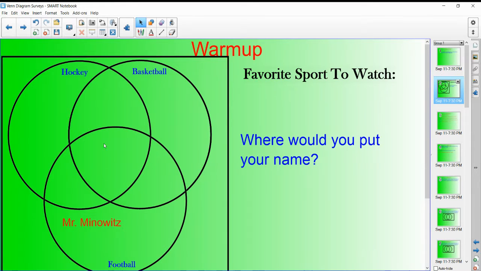Now, there are people that probably put their name in the middle, which means they like hockey and basketball and football as their favorite. There's people that would maybe have two favorites. Or maybe you don't like any of these sports as your favorite. Maybe you like soccer, golf, or tennis, baseball. Okay, so we still have a universe of a whole bunch of other sports. So there are always multiple sets. Maybe you fit in one or the intersection of two of them or the intersection of all three of them.